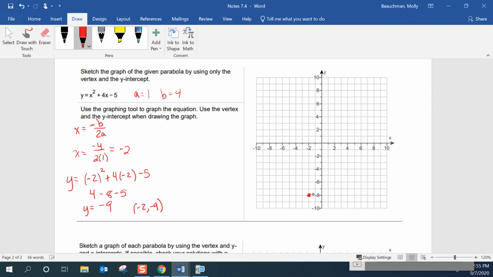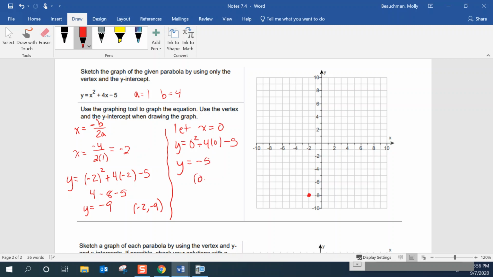Now, I know that my graph is going to open up because this x squared term is positive. So the next thing I need is the y-intercept. So I'm going to let x equal 0. That gives me y equals 0 squared plus 4 times 0 minus 5. So that ends up being y equals negative 5.